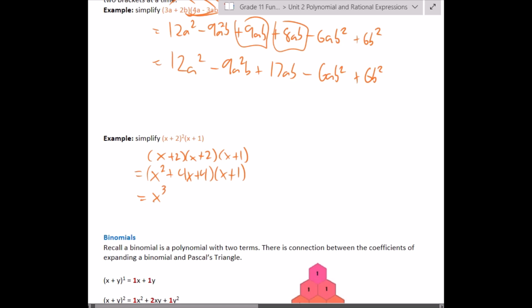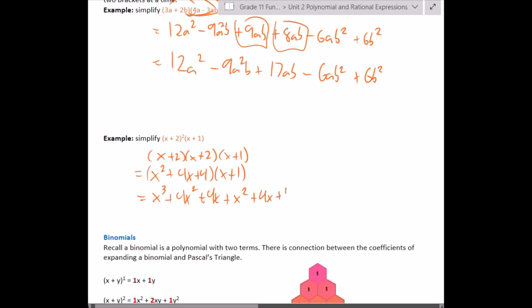We have x times 4x, that's plus 4x squared, and then x times 4, that's plus 4x. And then we have 1 times everything in the bracket, which is just the bracket again. It's also plus x squared plus 4x plus 4.